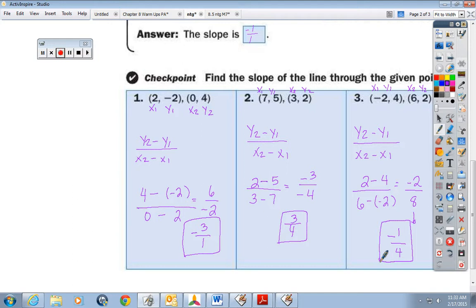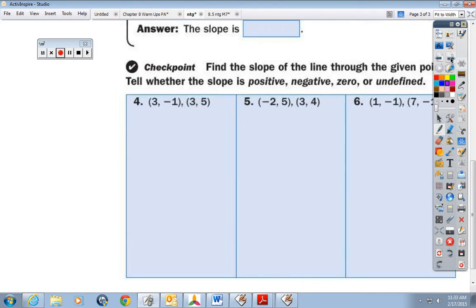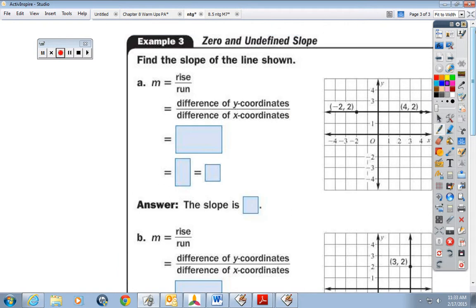Okay, last page. Now, we have had a positive slope. We have had a negative slope. Now, what happens here? Look at this line. Does it go up any? No. Does it go down any? No. It's what kind of line? It's just straight, right? Now, does it have any slope? Is it sloping any? No.